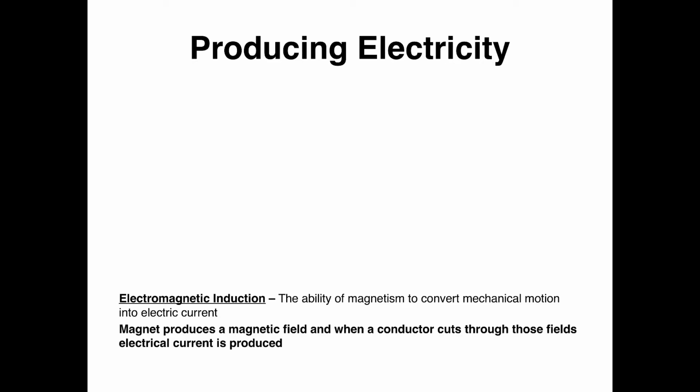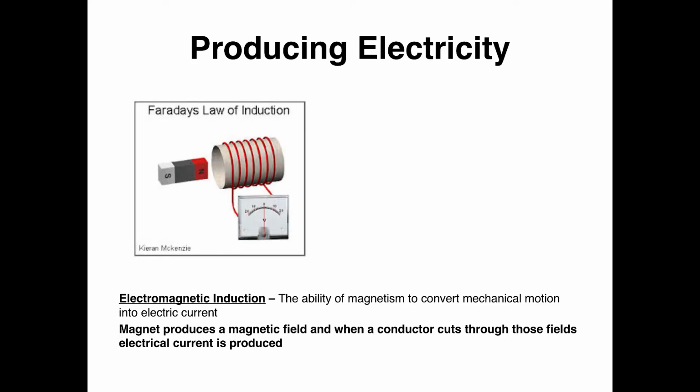Now, we talked last week about electromagnetic induction. Electromagnetic induction is the ability to convert mechanical motion into electrical current. Two slides ago, we said that an electrical motor converts electrical current into mechanical motion. The device that converts mechanical motion into electrical current is called a generator, and it works through the process of electromagnetic induction. Magnetism is used to produce a magnetic field, and then you pass a conductor through that field and electrical current is produced. You mechanically move a conducting material through a magnetic field and it produces electricity.